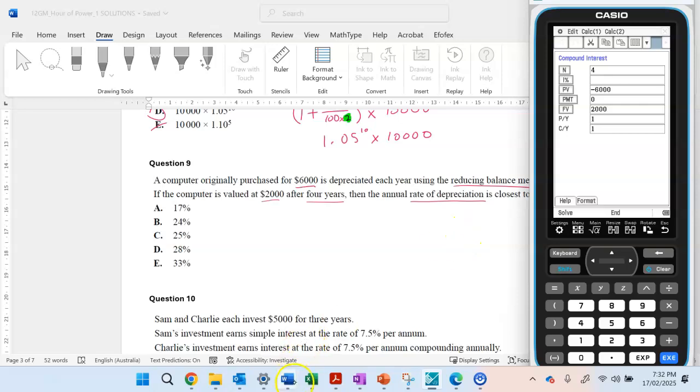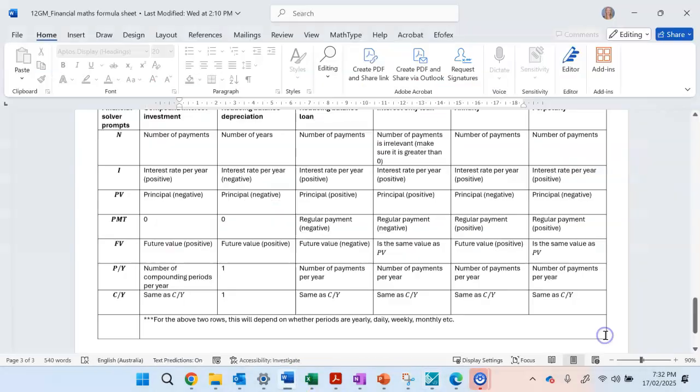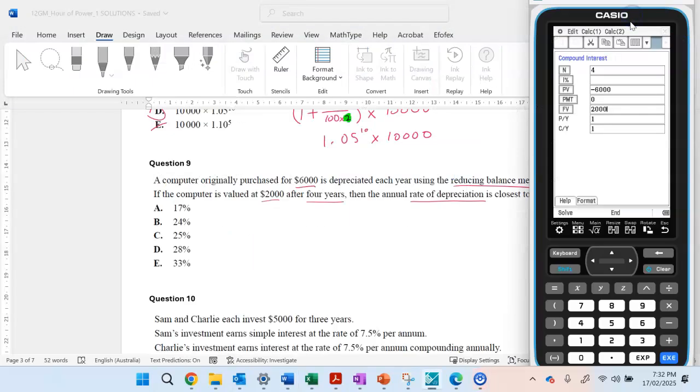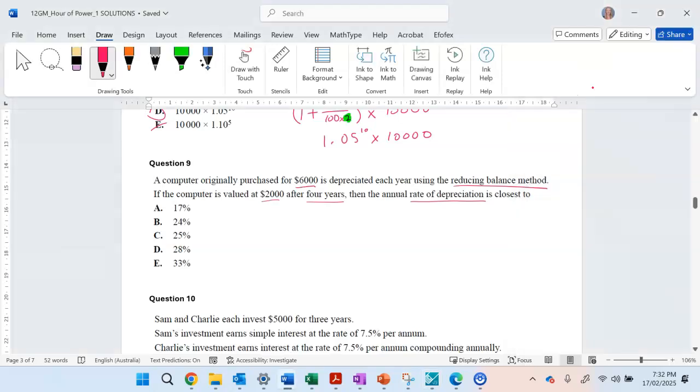All right, just double checking that. For depreciation, principal is negative, future value is positive. So your interest rate should come up as negative. What is it closest to? It's closest to 24%. We just ignore that negative sign. That's just something you put into the calculator. You might read it as depreciating being negative, which is why it's negative, but we don't say it's negative 24%.